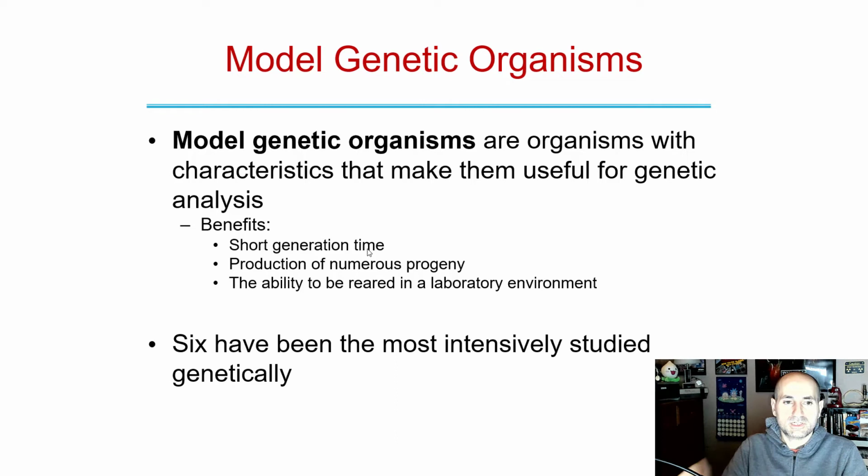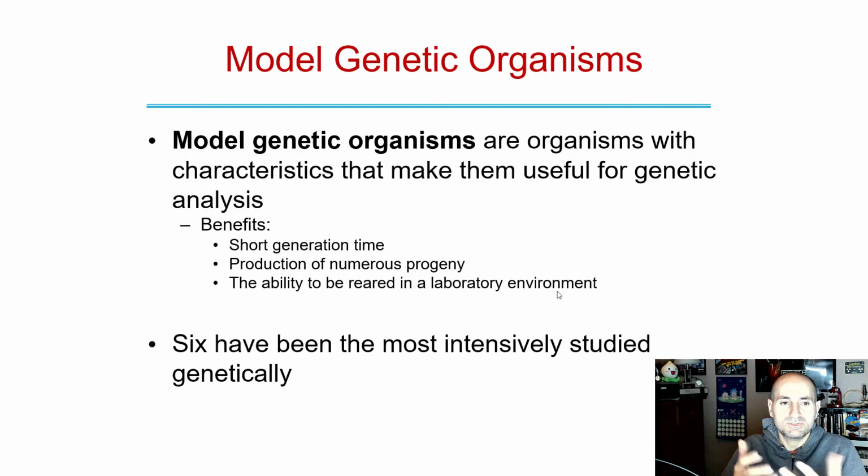The production of numerous progeny. Again, I told you a mouse has litters of between 3 and 9 usually. Those are average size litters. So that's a lot more useful than, say, a human that only has 1 progeny. The ability to be reared in the laboratory environment. So yes, you want your model organisms to breed and multiply in the laboratory, right? So you could study them in vitro or before birth. You could study them shortly after birth. You can monitor when they were bred, what day they were born, etc.